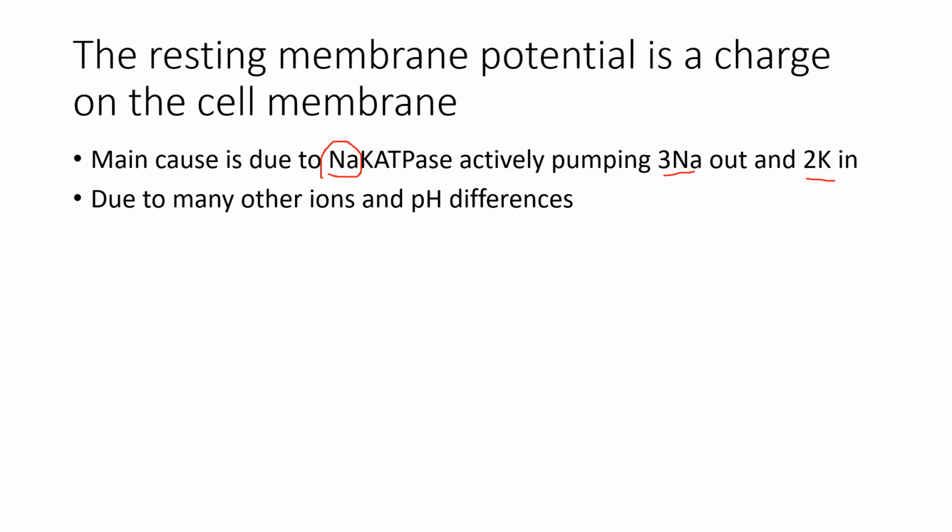This is actually going to be the main cause of the cell membrane charge, but it's also due to the other ions that are there and the pH. Acid levels, the pH levels on both sides of the cell membrane can actually cause a charge to form. It actually acts like a cell battery.